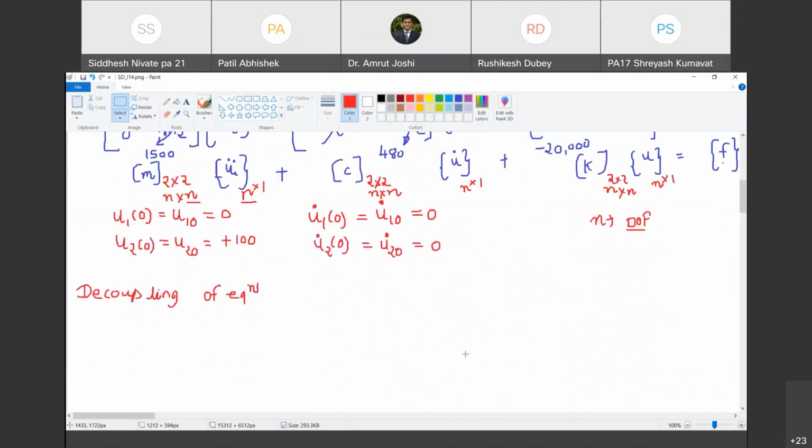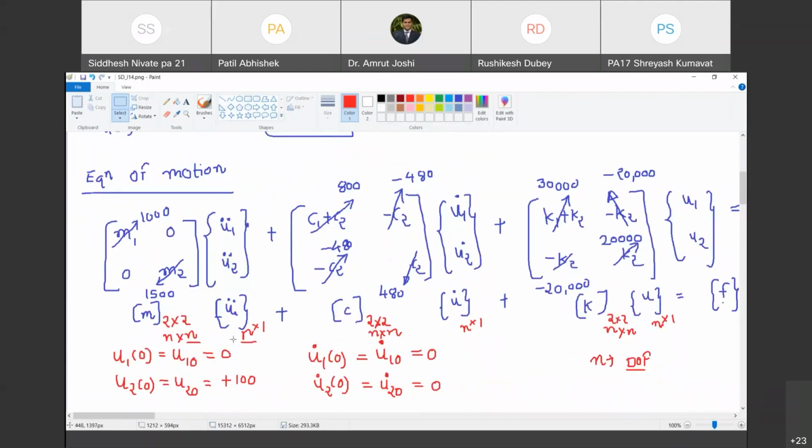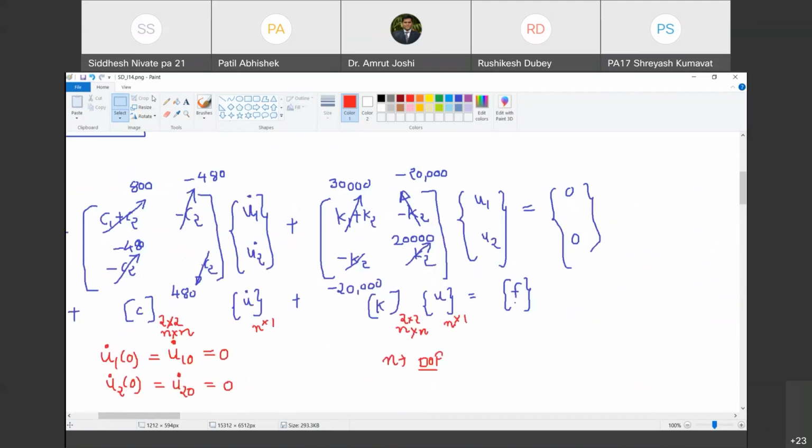I just explained. Now, therefore, n cross n into n cross 1, this multiplication is possible and the resulting matrix will be of the size n cross 1. Do you agree with me? Yes, sir. So n cross 1 will be the size of the mu double dot matrix. Cu double dot also has to be n cross 1. Then only these two matrices can get added up. Are you with me? Yes, sir. So that is satisfied. And what is the size of the force matrix? The size of the force matrix will also be equal to n cross 1, where n is the number of degrees of freedom. Happy?